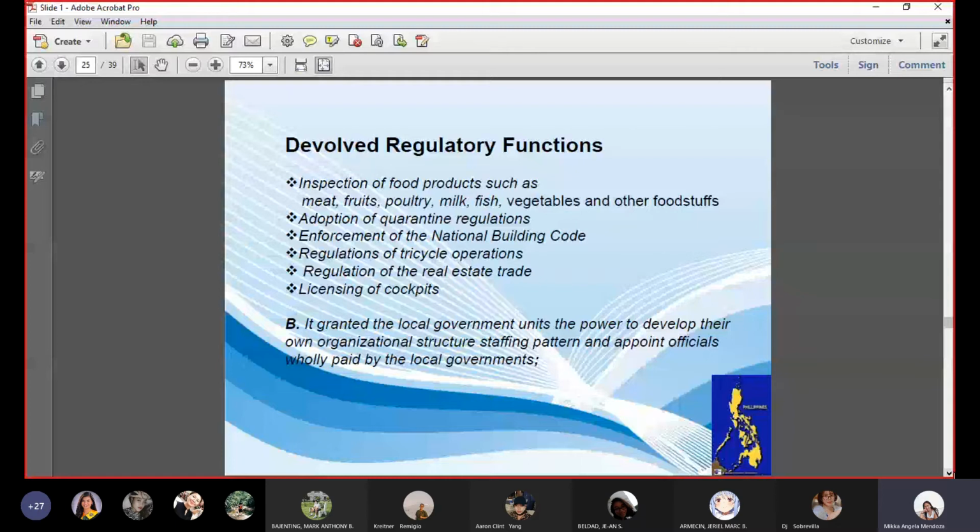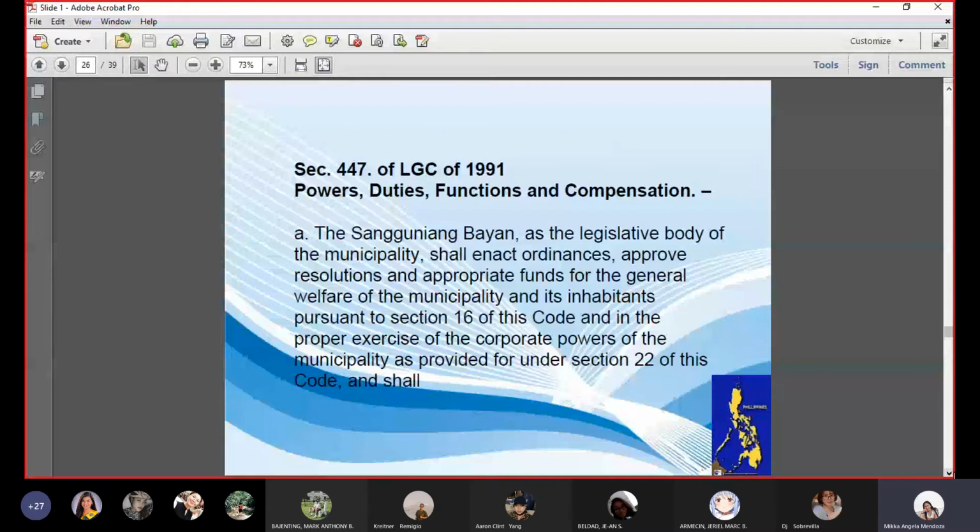So natay mga dagdag trabaho for people assigned in different sectors in regulatory functions. Under Section 447 of the LGC of 1991, the powers, duties, and functions and compensation. Now, kinsa bang maghimo sa mga ordinances nato sa LGU?